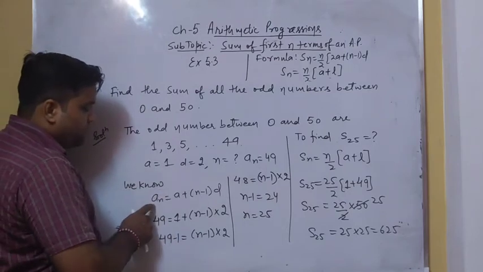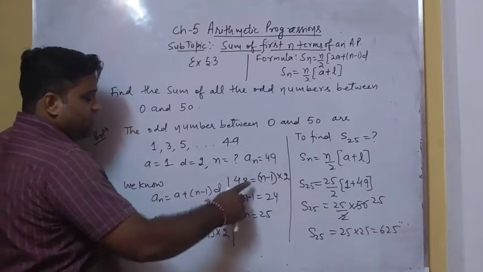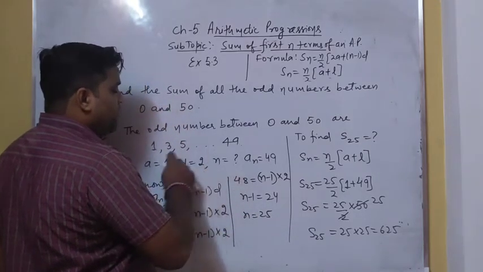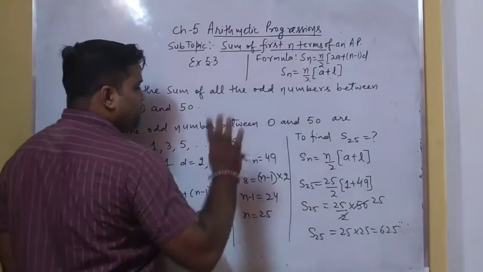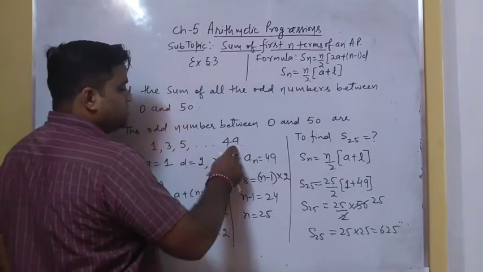We know that the nth term of an AP is given by an equal to a plus n minus 1 into d. On putting all the values, here we get the value of n equal to 25. Hence there are 25 terms, 25 odd terms between 0 and 50. So here we have to find the sum of these 25 terms.